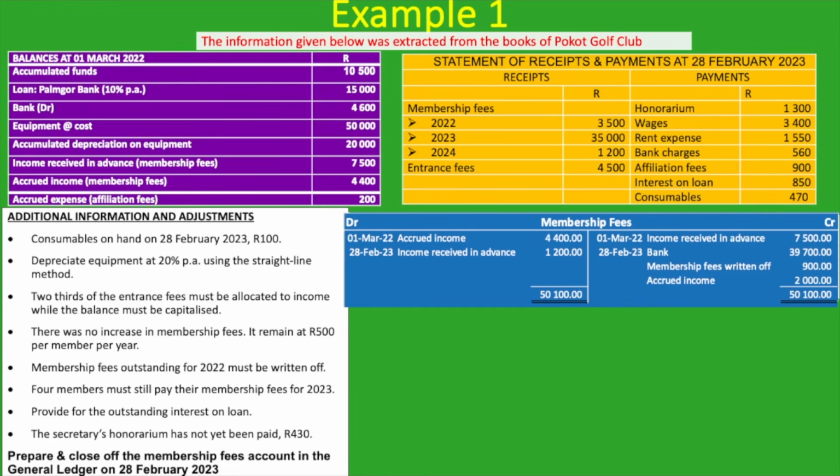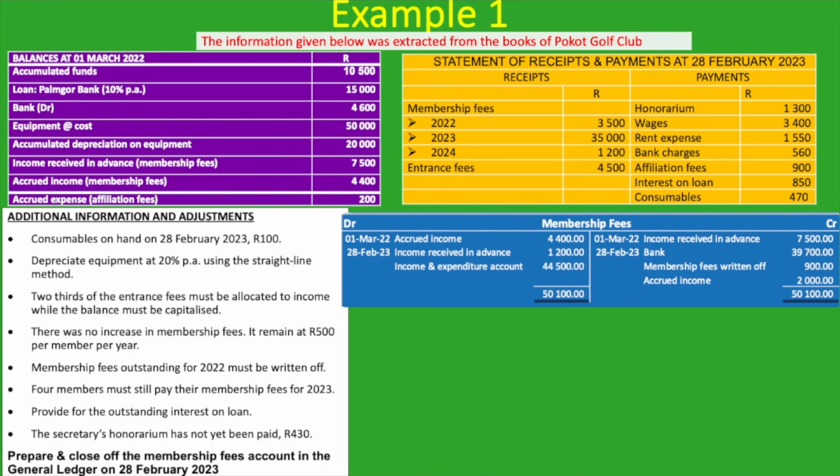Well, we're going to take the 50,100 minus the total of the debit side, which is 4,400 plus 1,200, and that would give us income and expenditure account for 4,500 Rand. And that is it. We're done. So what does that mean? It means for this particular financial period that ended 28 February 2023, we made 44,500 Rand as membership fees.